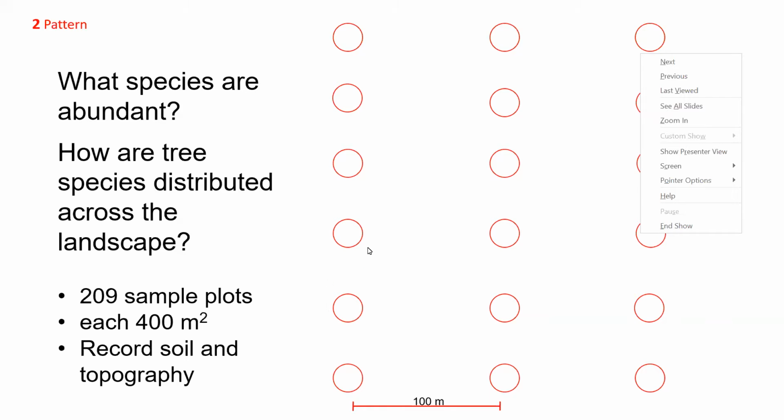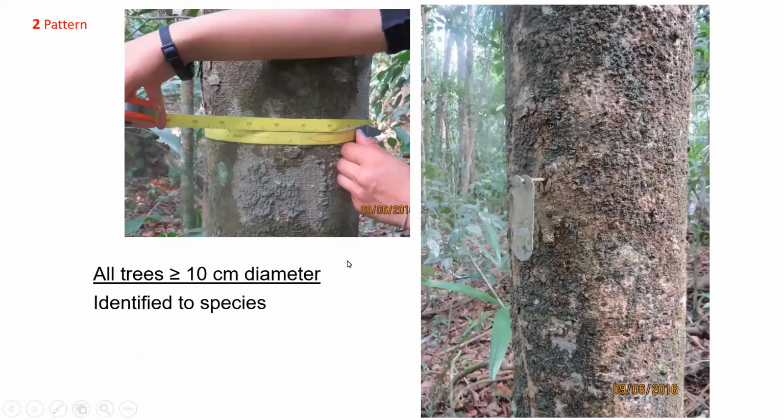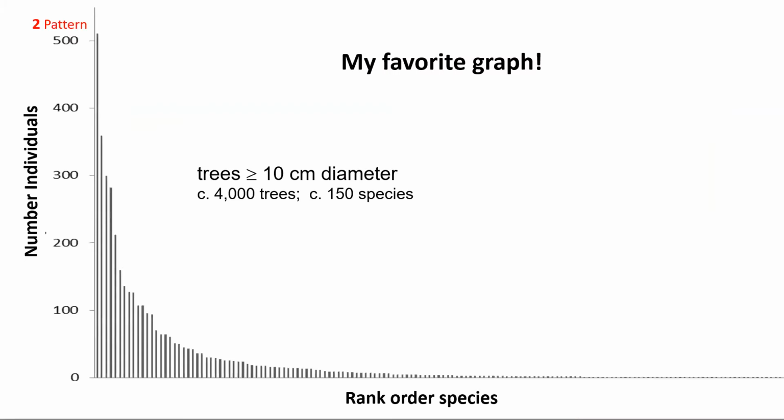And we identified and tallied up all the tree species. Of course, there were some unknowns, but here's a typical one of the trees that we tallied up. So by the time we got to the end of that, we had some 4,000 trees, about 150 species. And we came up with this graph.